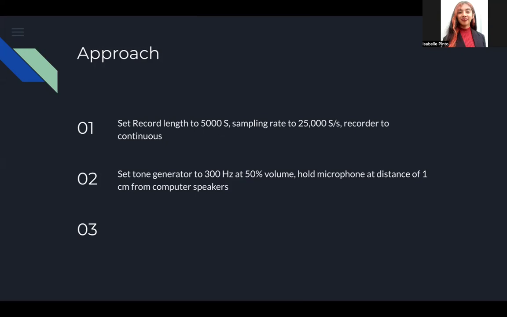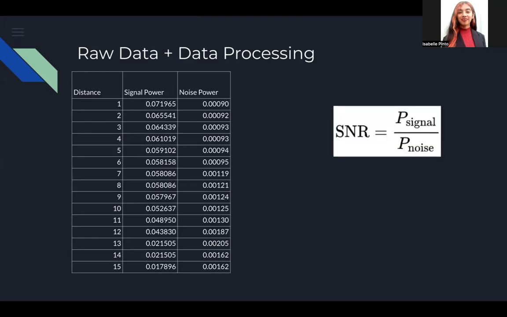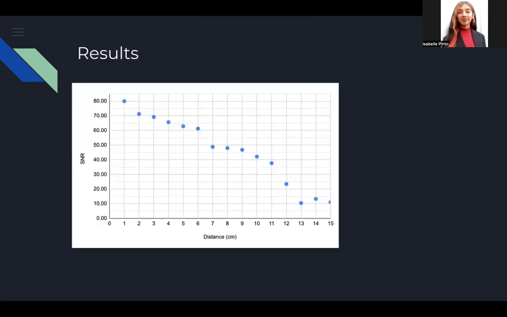This was to eliminate any possible chance of aliasing. I set the tone generator to 300 Hz at 50% volume and then held the microphone at a distance of 1 centimeter from the computer speakers. Then I recorded the power spectra from distances between 1 and 15 centimeters, incrementing by 1 centimeter, and leaving all other settings constant. The data that I gathered are the signal power at 300 Hertz and the noise power, which is averaged over every other frequency. Then to find the signal to noise ratio, I used this equation over here, which gives us these values for SNR.